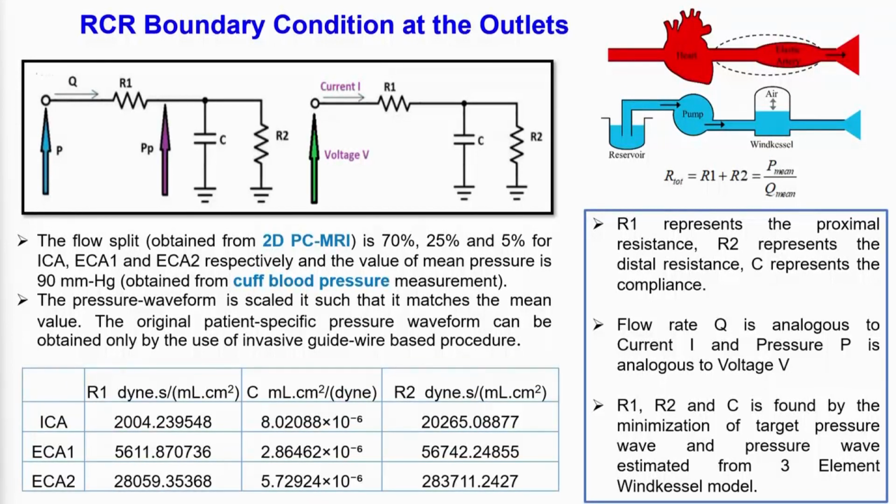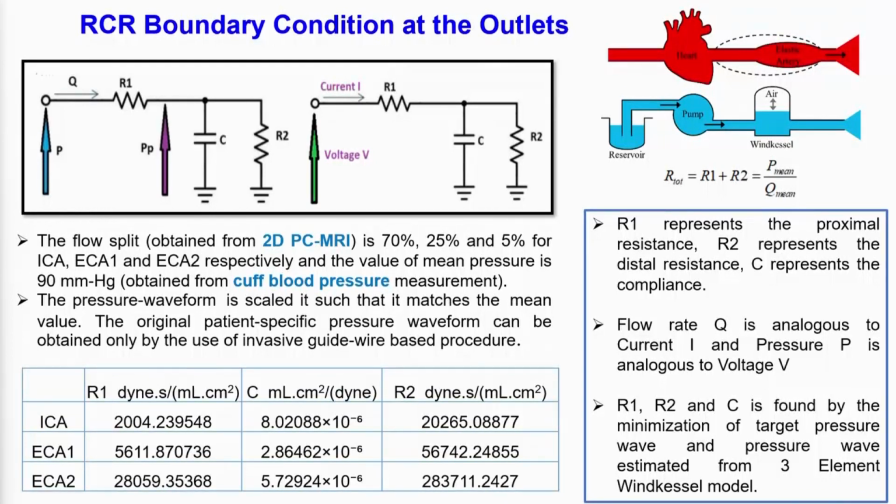This is commonly known as the RCR model, and it is very well established, and there are ways of calculating R1, R2 and C depending on what you get from the medical imaging and the blood pressure data. So, R total is R1 plus R2, which is the mean pressure divided by the mean flow rate. Mean pressure is measurable and mean flow rate is also measurable, because flow versus time you get from the MRI, the phase contrast MRI.